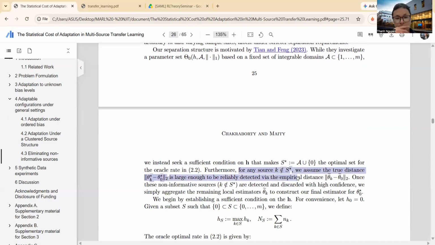Does the algorithm know the bias in advance? No, they don't need to, because knowing the bias is the only ability of the oracle. So it's the minimax rate, the oracle minimax rate.